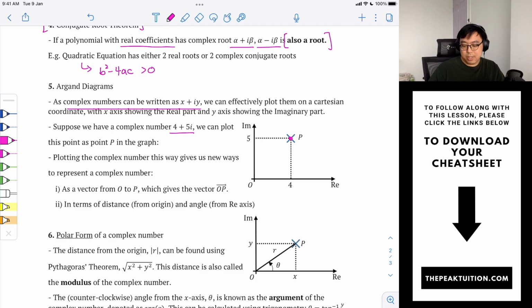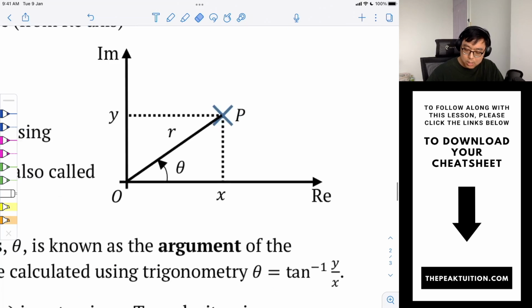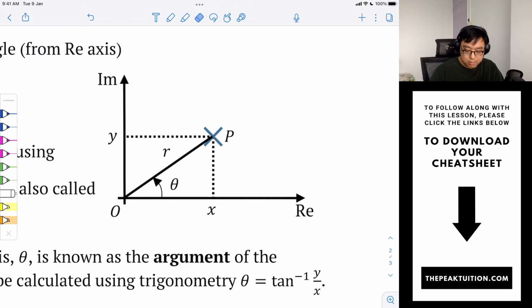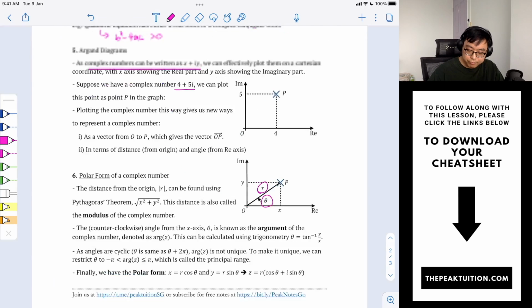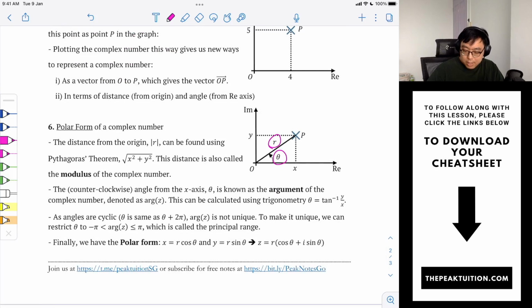If this looks familiar, this is basically plotting a point in 2D vector space. Next, we can see that plotting the complex number this way gives us new ways to represent it. We can write it as a vector, OP, like this. Or we can write it in terms of a distance and an angle from the real axis. The angle from the real axis would look like this, right? We can write it as r with an angle, and this r with an angle is also known as the polar form of a complex number.